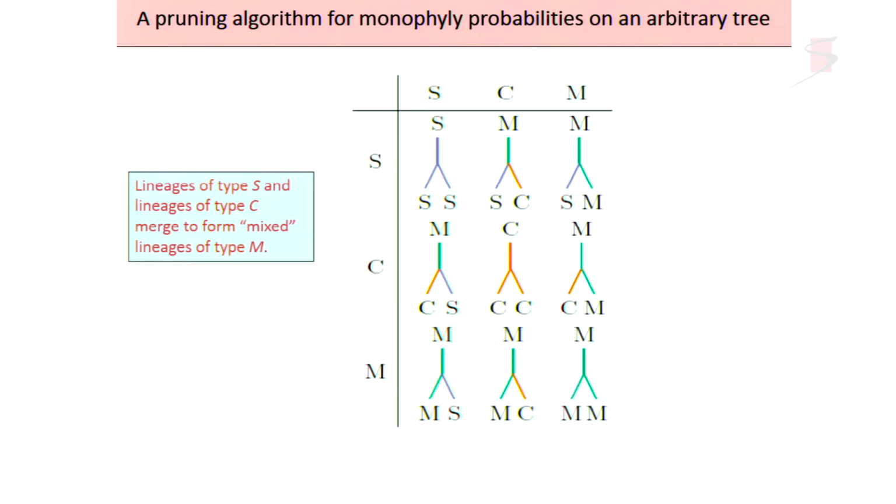There's going to be a third type of lineage required for the computation, which we'll call a mixed lineage. A mixed lineage is formed by the coalescence of an S lineage and a C lineage, or really any pair of lineages of different types. So S lineages coalesce to form S lineages, C lineages coalesce to form C lineages, but any other pair of coalescences is going to produce a mixed lineage. That's a lineage that has descendants in both species. So that's the key insight, to add this third classification of lineages, which are lineages ancestral to both types.